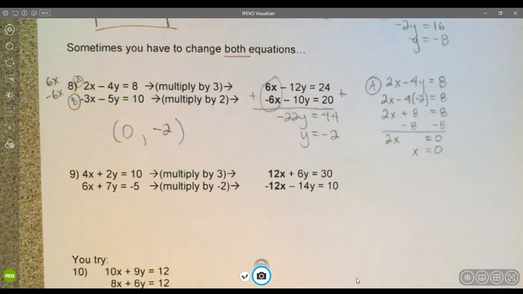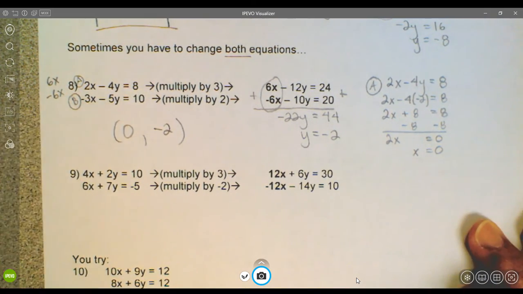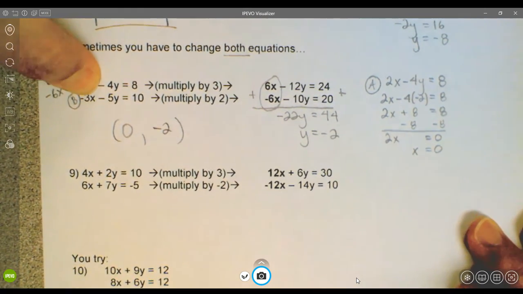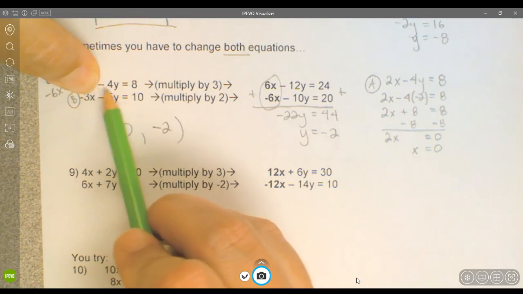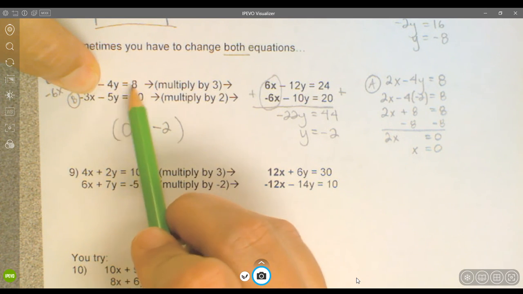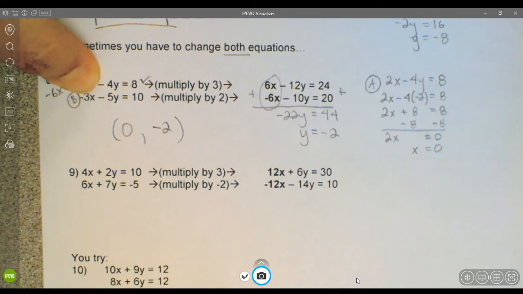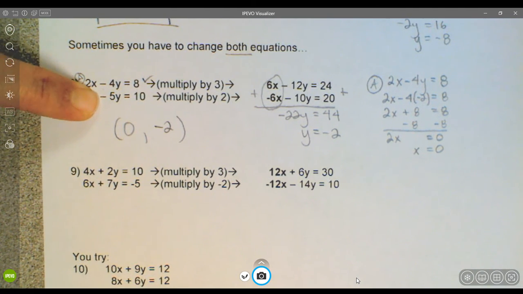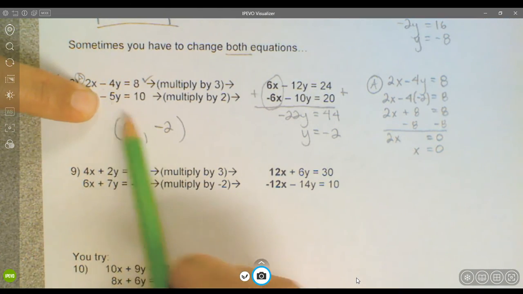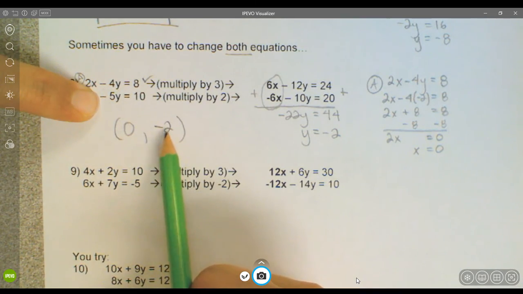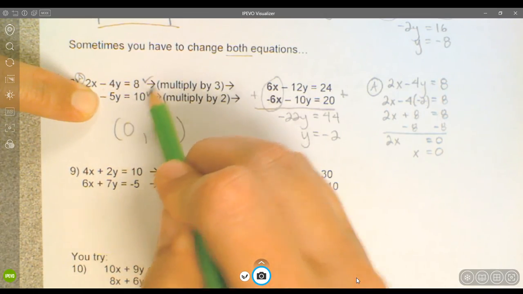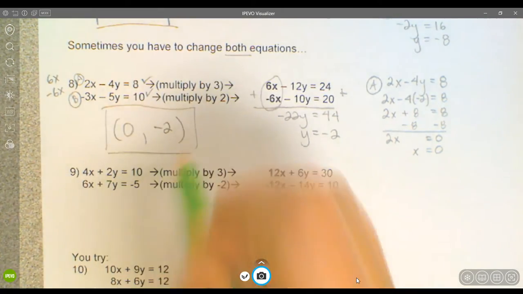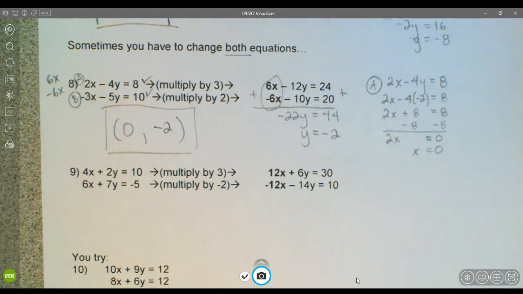And y'all, let me show you how easy this one is to check. If x equals 0, this is gone, right? And I'm left with negative 4 times negative 2. Does that equal 8? Check. Now look in equation B. That's zeroed out. So I have negative 5 times negative 2. Does negative 5 times negative 2 equal 10? Yep. Check. So guess what? That's right. Okay.